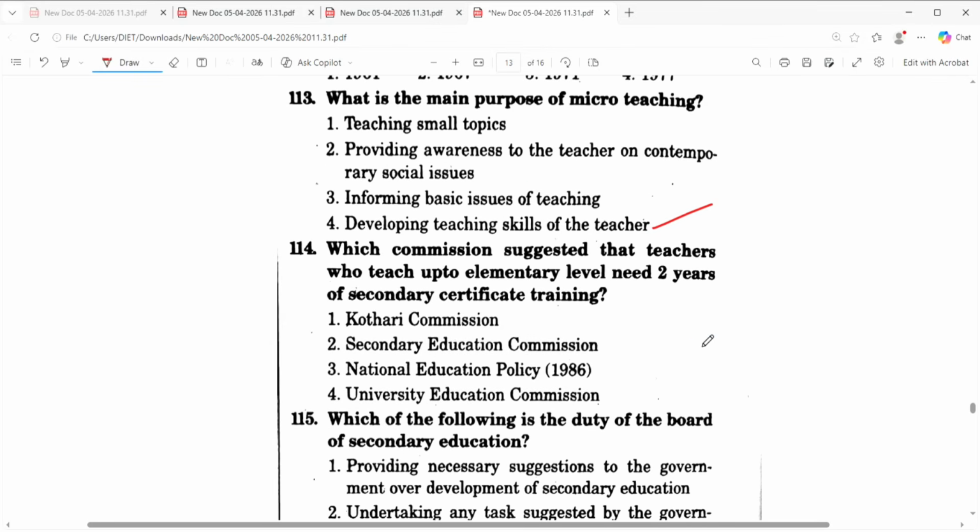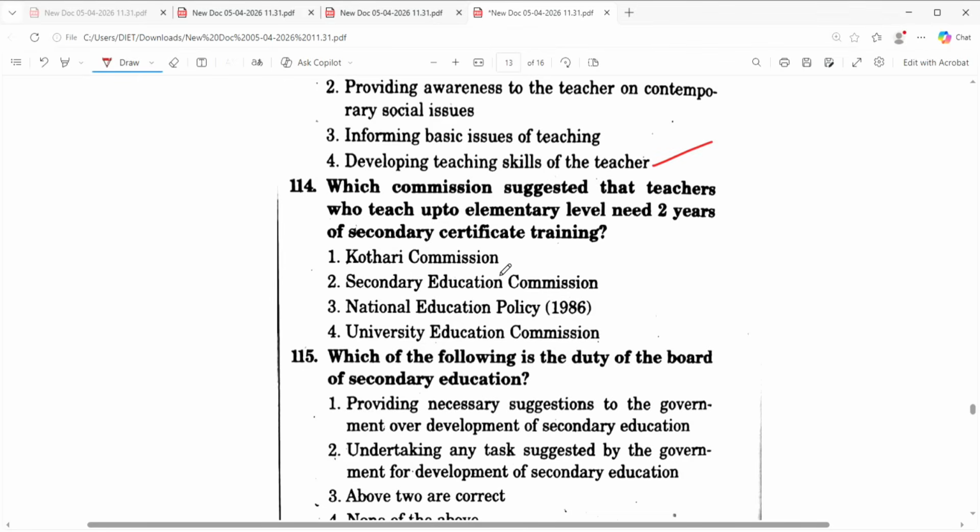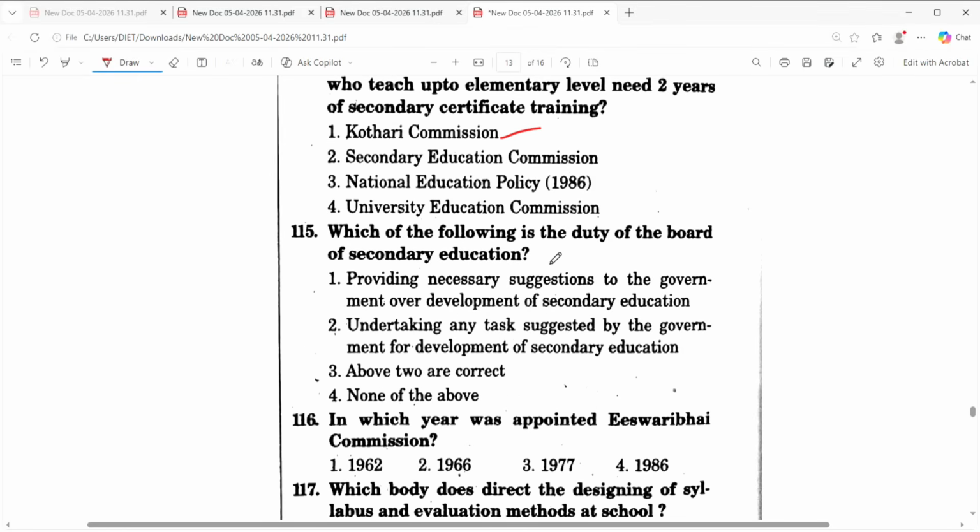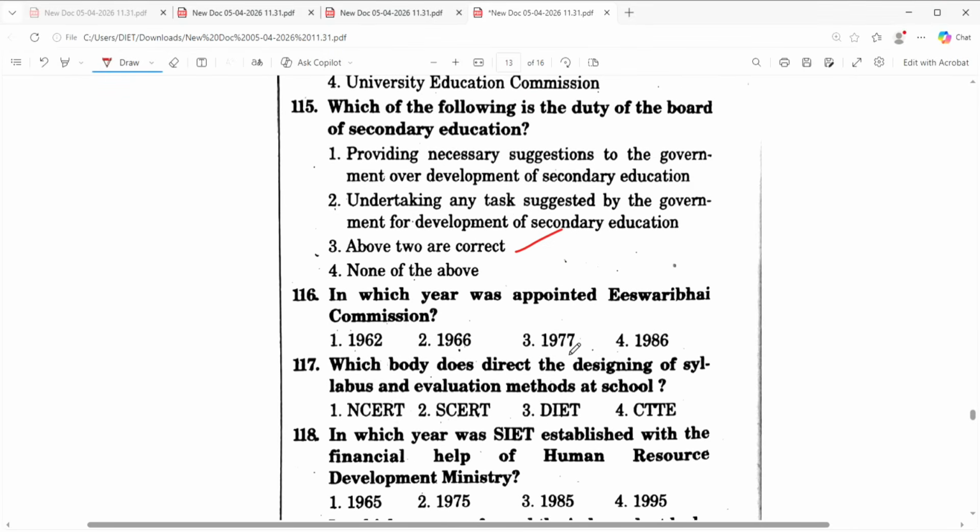Which commission suggested that teachers who teach up to elementary level need 2 years of secondary certificate training? The answer happens to be Kothari Commission. Which of the following is the duty of Board of Secondary Education? On 15, providing necessary suggestion for development of secondary education, undertaking any task suggested for development. These 2 are correct. And which year was the Ishwarbhai Patel Commission appointed? Right? Already told this is about SUPW.